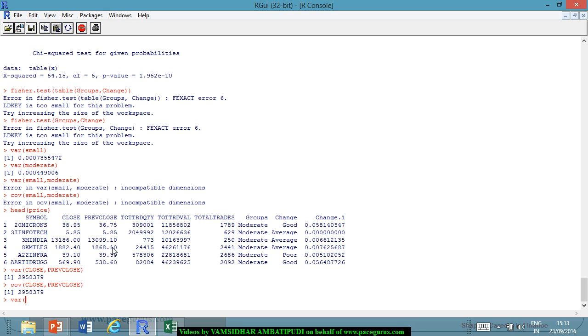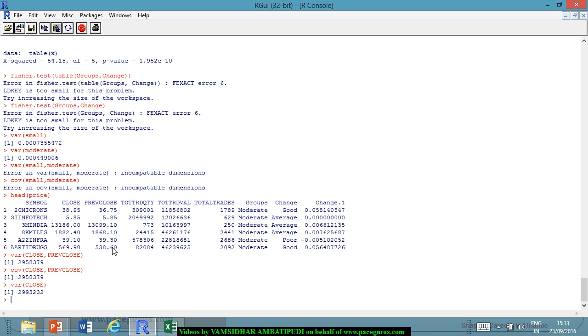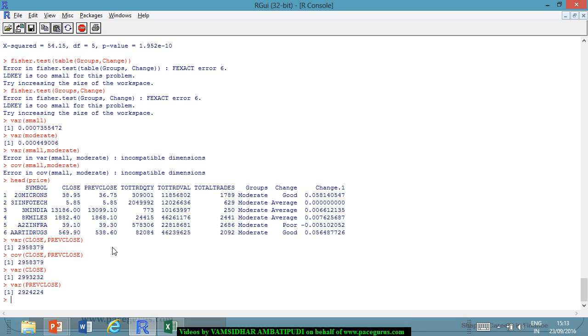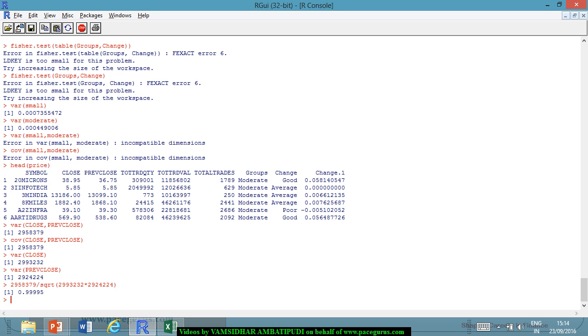I can find out the variance of close, which is equal to this much. I'll also find out the variance of previous close, which is coming out to be this much. So what I can very well say is, the correlation is nothing but the covariance divided by the square root of the product of the individual variances. It's as good as the product of their standard deviations. Taking the product of their individual variances and the square root of it gives me a correlation of 0.99995.